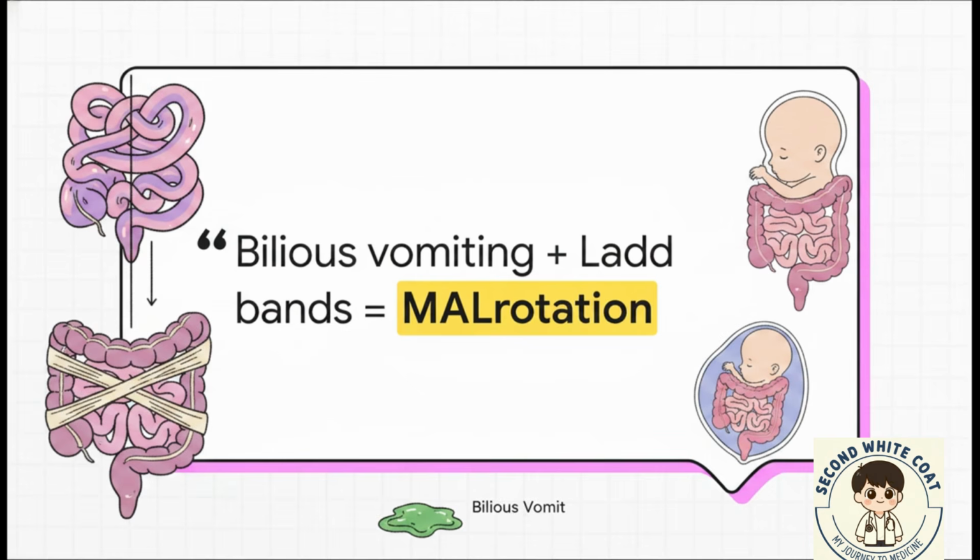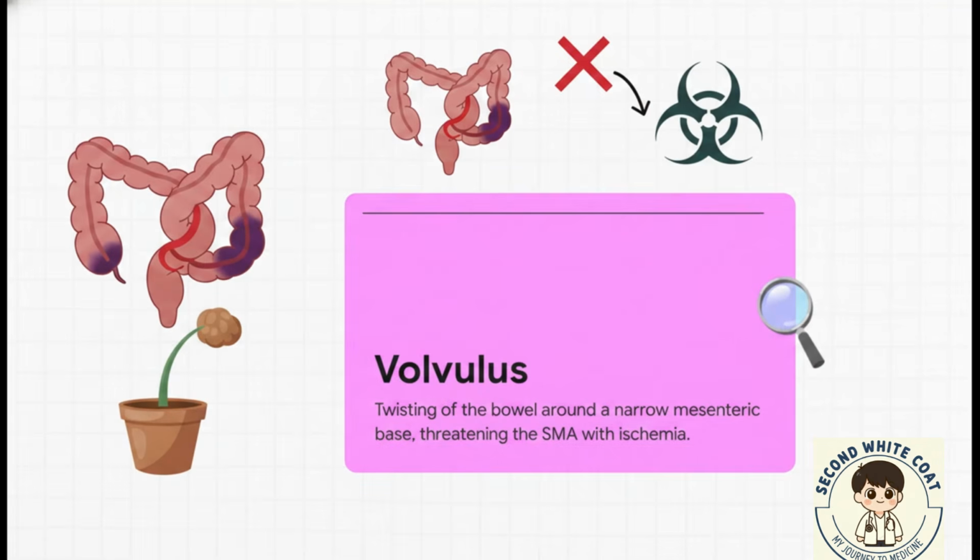Mal just means abnormal. If that rotation and fixation are incomplete, the bowel ends up sitting in the wrong place, the cecum is displaced, and those fibrous Ladd bands form across the duodenum, compressing it right from the outside and causing a severe obstruction. Now, malrotation on its own is an obstruction, but it's actually a setup for a much deadlier complication, which is volvulus.